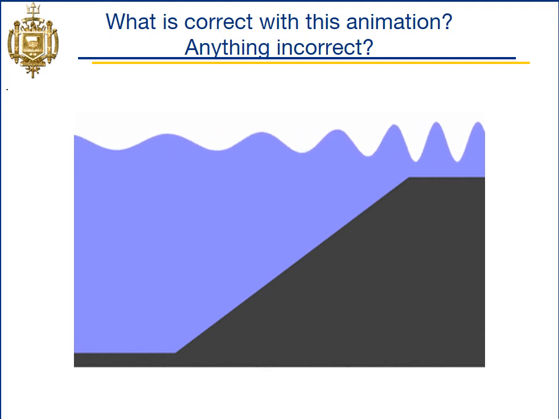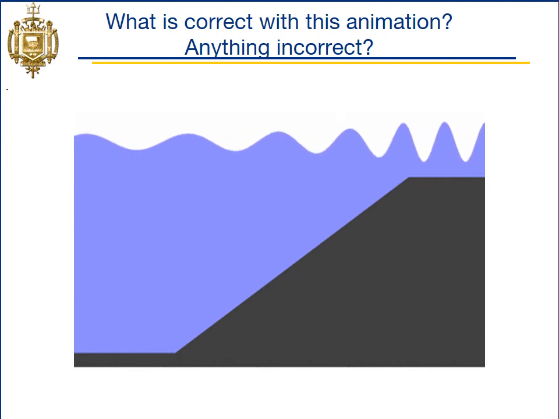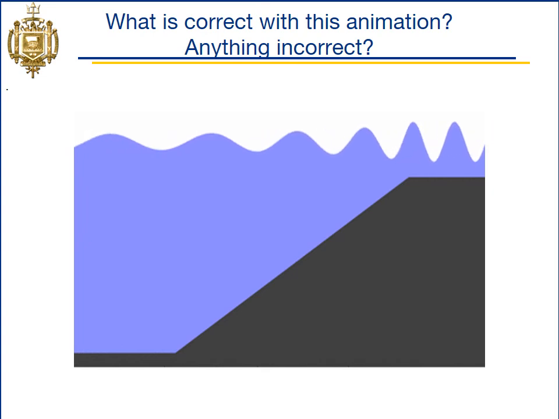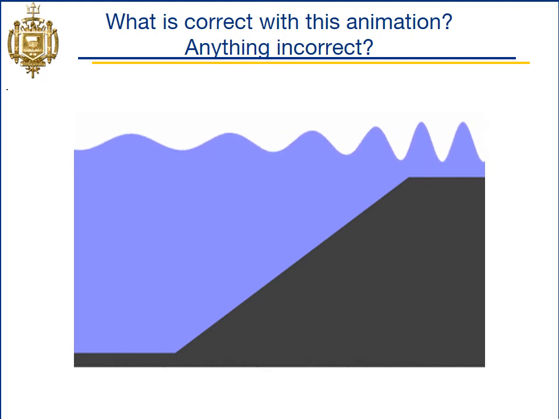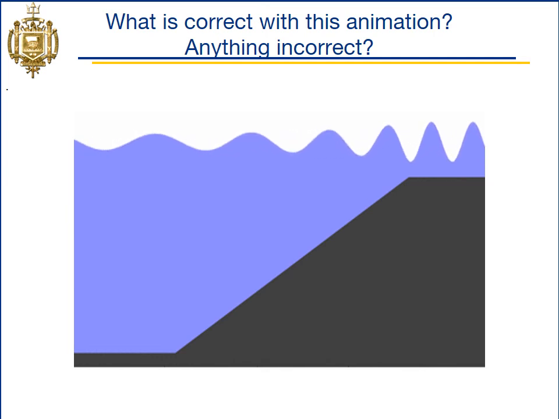The one part of this that's not exactly accurate is that these waves, by the time they reach the right edge of the screen here, are extremely steep. This wave height to wavelength ratio is way more than 1 to 7. It looks like it's probably about 1 to 1 or 1 to 2. So these waves are steeper than would actually occur in real life. In real life, these waves would break or collapse long before they got this steep, but otherwise it's a pretty good animation.